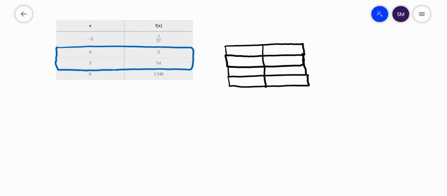So they gave me the row 0, 2. They skipped the row where x is 1, so I don't know what y value would go with that. And they skipped the row where x is 2, so I don't know what y value goes with that, but they did give me the row where x is 3, and I know that the y value that goes with that is 54.